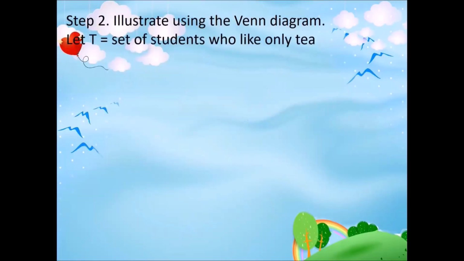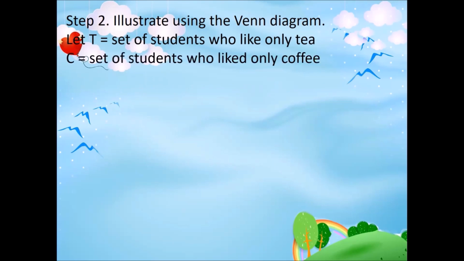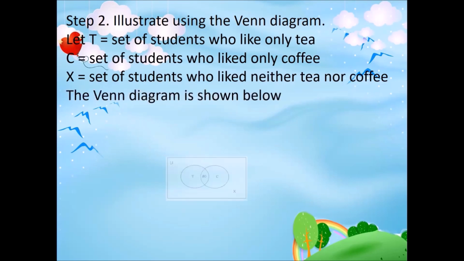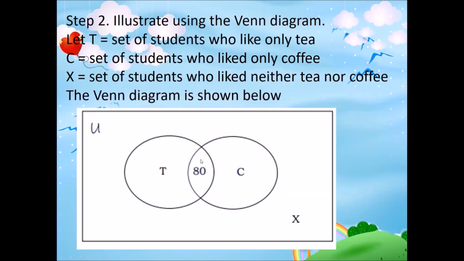Illustrate the Venn diagram. Using the Venn diagram, let T be the set of students who like only tea, and C the set of students who like only coffee. X is the set of students who like neither tea nor coffee. So the Venn diagram is shown below. So eto, kasi given na yung 80, both, na mayroong may gusto ng coffee at the same time may gusto ng tea.